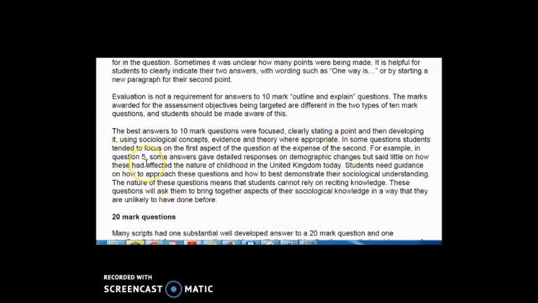So for example, in question 5, some answers gave detailed responses to demographic changes, but didn't say how they affected the nature of childhood. Students need guidance on how to approach these questions and how to best demonstrate their sociological understanding. I would suggest that you label them part A and part B. You show knowledge of part A, you show knowledge of part B, and you show how they link together with a sentence that says this is how part A impacts part B, and you explain it.